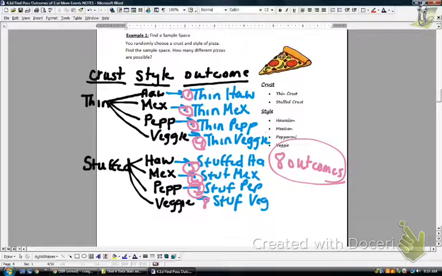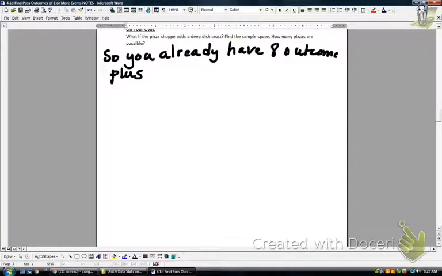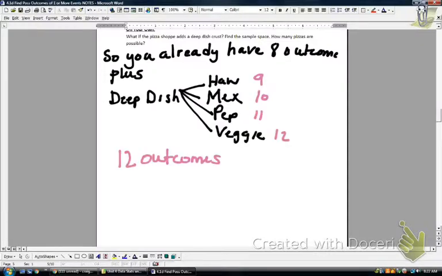And a lot of us probably don't necessarily need a tree diagram, but I wanted you to see how it works because it is a good picture, a good illustration of what the outcomes are and how you get those. All right, our on your own problem says, what if the pizza shop adds a deep dish crust? Find the sample space. How many pizzas are possible? All right, so you already have 8 outcomes, so I don't expect you to do that again. But go ahead and do a tree diagram for the last part, the deep dish, and then check your answers.